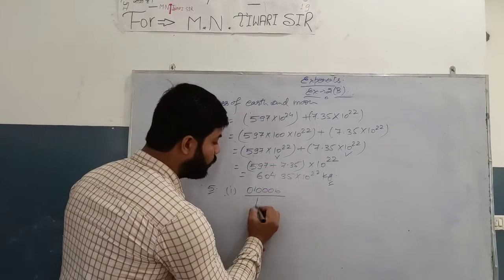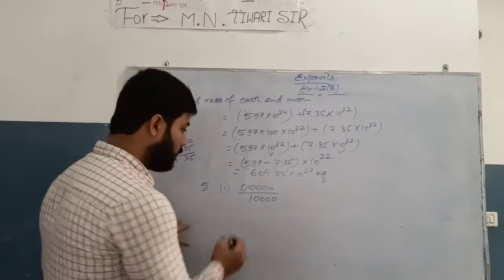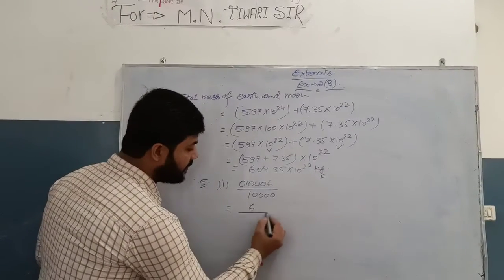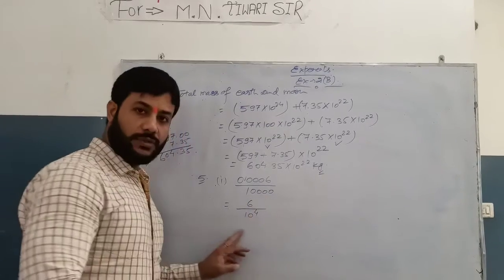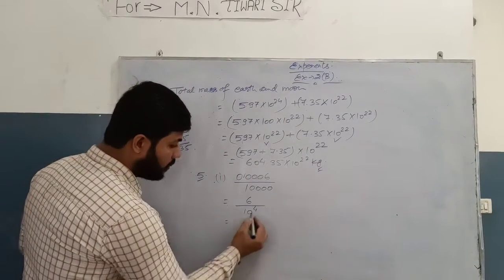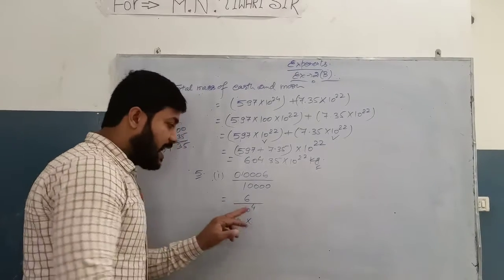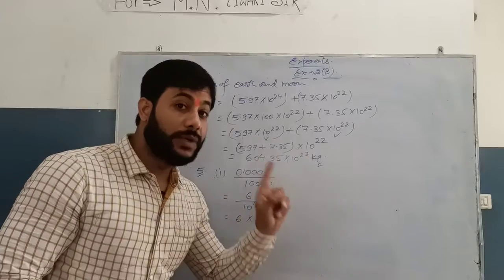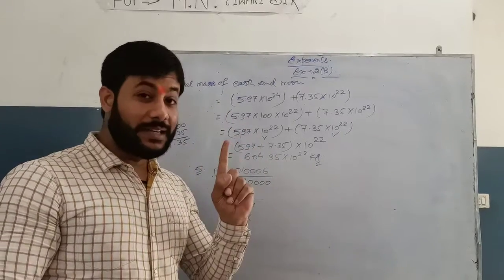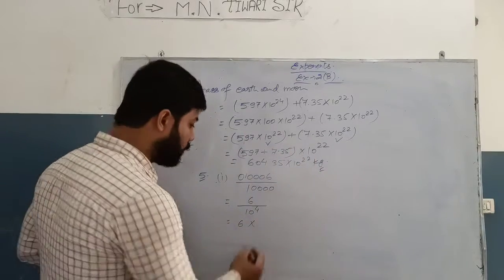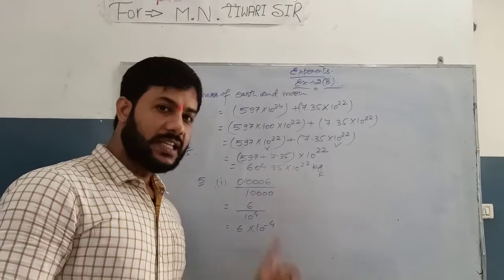So this will give you 1, 2, 3, 4 zeros, right? So next to it we can write it as 10 to the power 4. Okay, students. Now 6 into, as this division sign changes to multiplication sign, and this will be written at the numerator side, we will give its exponent minus. We will change the sign of the exponent. So that will be 10 to the power minus 4. This will be standard form.